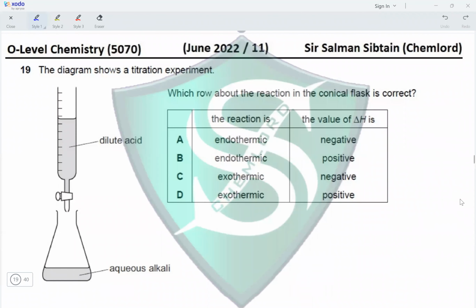Question 19. The diagram shows a titration experiment. Which row about the reaction in the conical flask is correct? Now this is a reaction between an acid and an alkali. It is a neutralization reaction, and neutralization reactions are always exothermic because energy is given off. So it is exothermic, making options A and B incorrect. Now we will select between options C and D. The value of delta H: if it is an exothermic reaction, the value of delta H has to be negative. A positive value means the reaction would be endothermic. So this makes option C the correct option for this question.